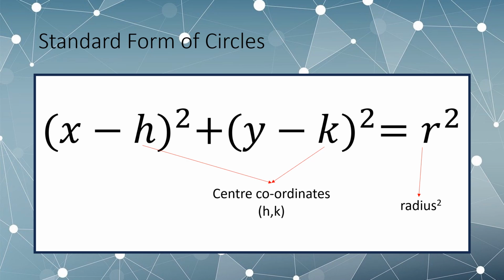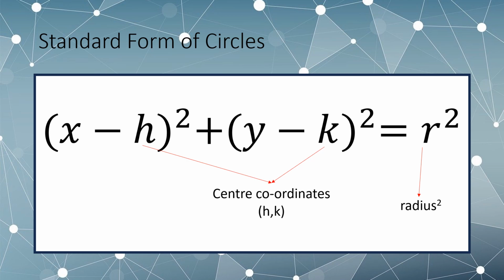So we have x take h, where h represents some sort of integer, any value. So x take h squared plus y take k squared equals r squared. The k, also like h, represents any sort of integer value. The r represents our radius, which again can be some sort of value. And the h and the k give us our center coordinates for our circle. So this gives us hk, or xy, so your xy coordinates for the exact center of your circle.